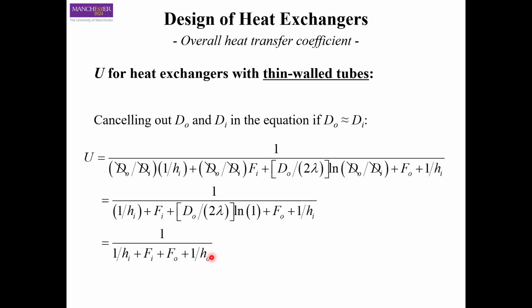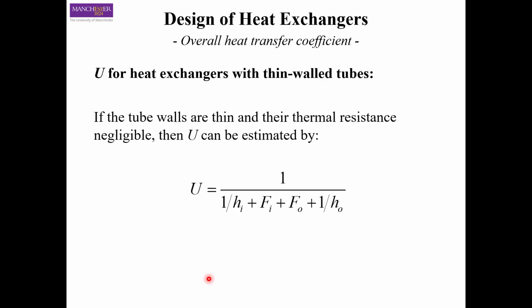So we can simplify this equation, and we get this short form of the equation, where U, the overall heat transfer coefficient, is given by the convective heat transfer, the fouling resistance due to fouling on the inner side of the tube, then the fouling resistance due to fouling at the outside of the tube, and finally the convective heat transfer at the outside of the tube. So we removed the thermal resistance due to conduction from this equation. This is our final equation for the overall heat transfer coefficient when we are considering fouling at the inside and outside of the tube, and this equation is applicable when we have thin walled tubes.